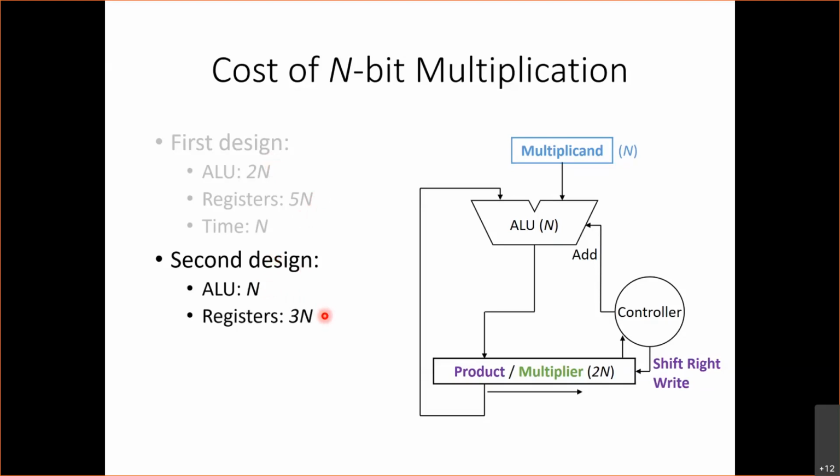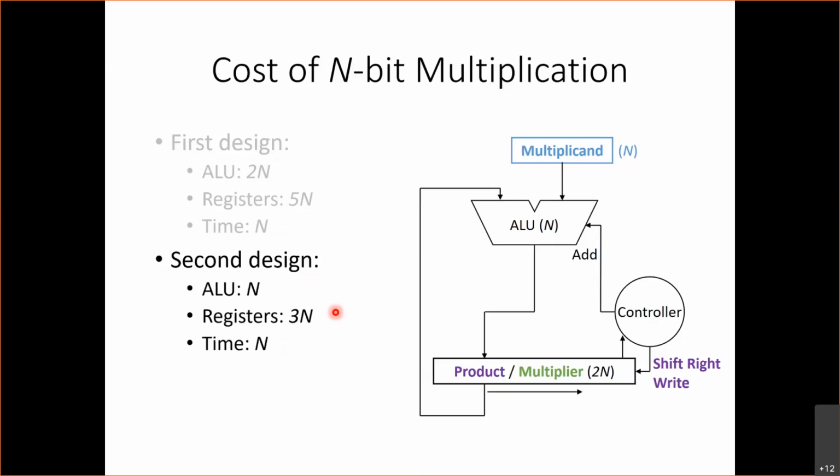Okay, what about time? Has the time changed? It's still n. So we still need n cycles. So both the first and the second design need n cycles to complete. But as you can see, the second design is able to perform the same operation in the same amount of cycles, but using substantially less hardware, almost half the amount of hardware. Okay, and this is a good example of how sometimes the most intuitive way of thinking about an operation is not necessarily the most efficient way of implementing that operation in hardware.